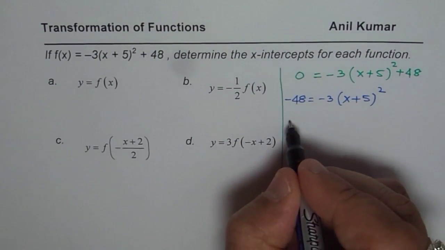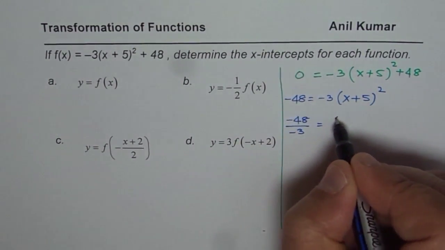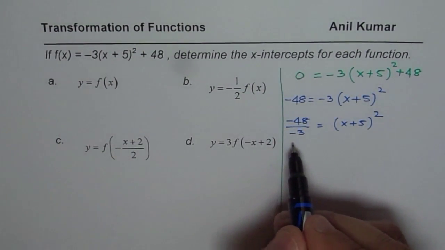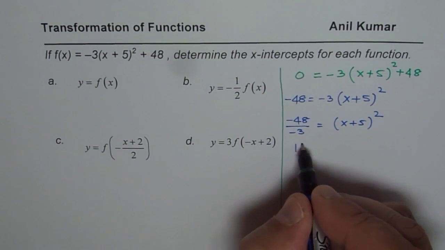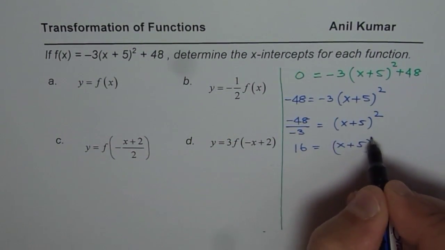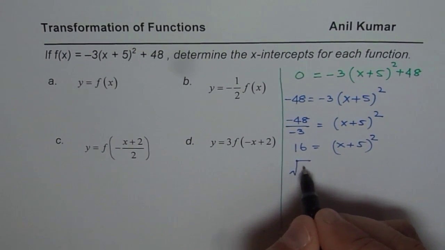Now divide by minus 3. So we get minus 48 divided by minus 3 equals (x plus 5) whole square. Minus 48 divided by minus 3 is 16, right? So it is 16 equals (x plus 5) whole square. Now we can square root both sides. That will give us square root of 16.